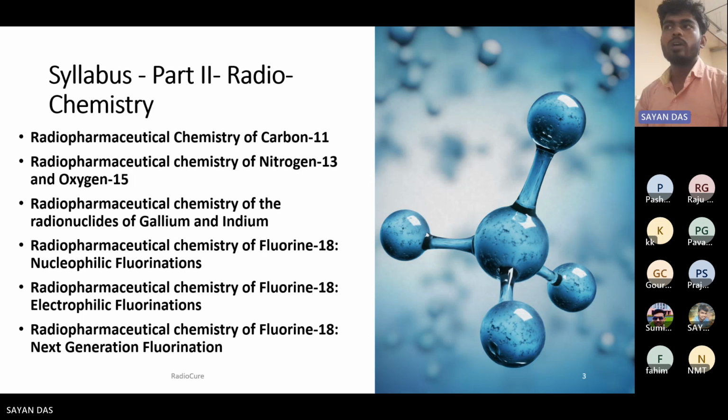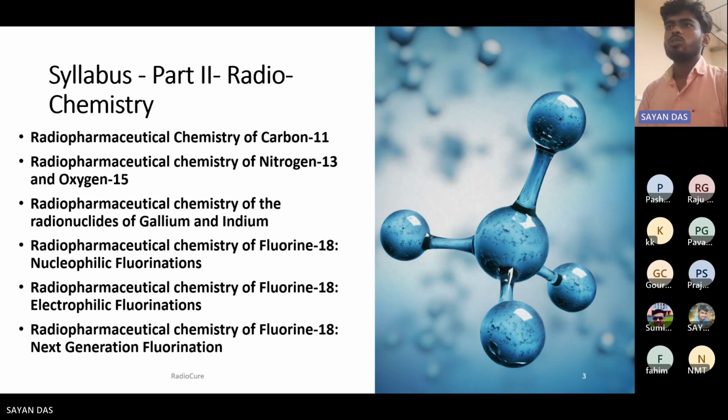I will not cover PET-CT. I will not cover SPECT. That will be covered by Kaushik, who is here. Kaushik will take some classes on PET-CT, probably after the 14th of this month. And Raju Dai is here, Suraj Dai is here. They can take some classes on PET-CT, SPECT, those scans. I will specifically describe the chemistry part, the radiopharmaceutical part.